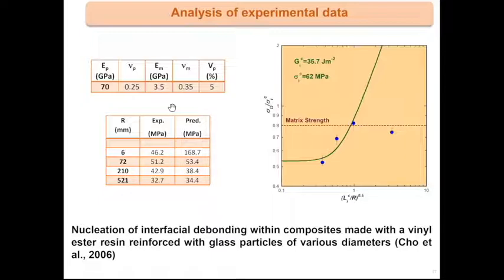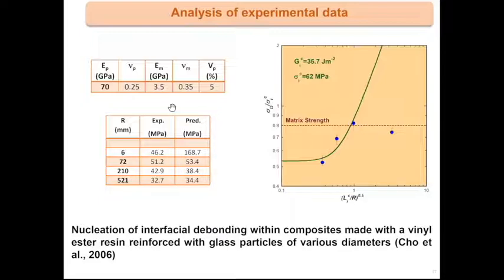And you can see that this is the prediction of the coupled criterion. These points correspond to the experimental data. For the interfacial fracture properties estimated here, we have only one point which does not match. This point is for a very small particle.